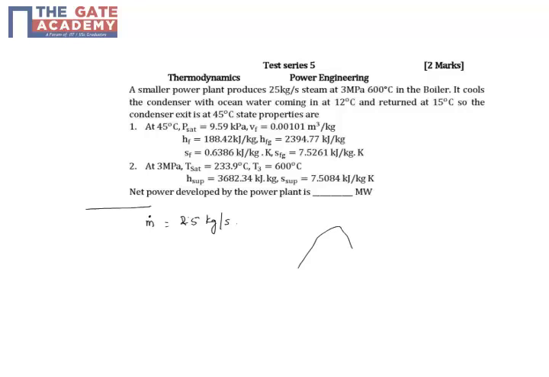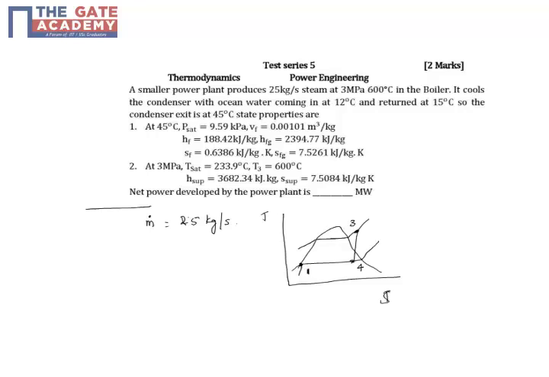So we assume a Rankine cycle and we draw the dome in a T-S diagram. Same thing, it goes like this. These are the constant pressure lines inside the dome. This is at 3 MPa and 600 degrees Celsius. This is 3, and this is 4, which is your condensate pressure. Condensate exits at 45 degrees Celsius, and the state properties are at 45 degrees Celsius.